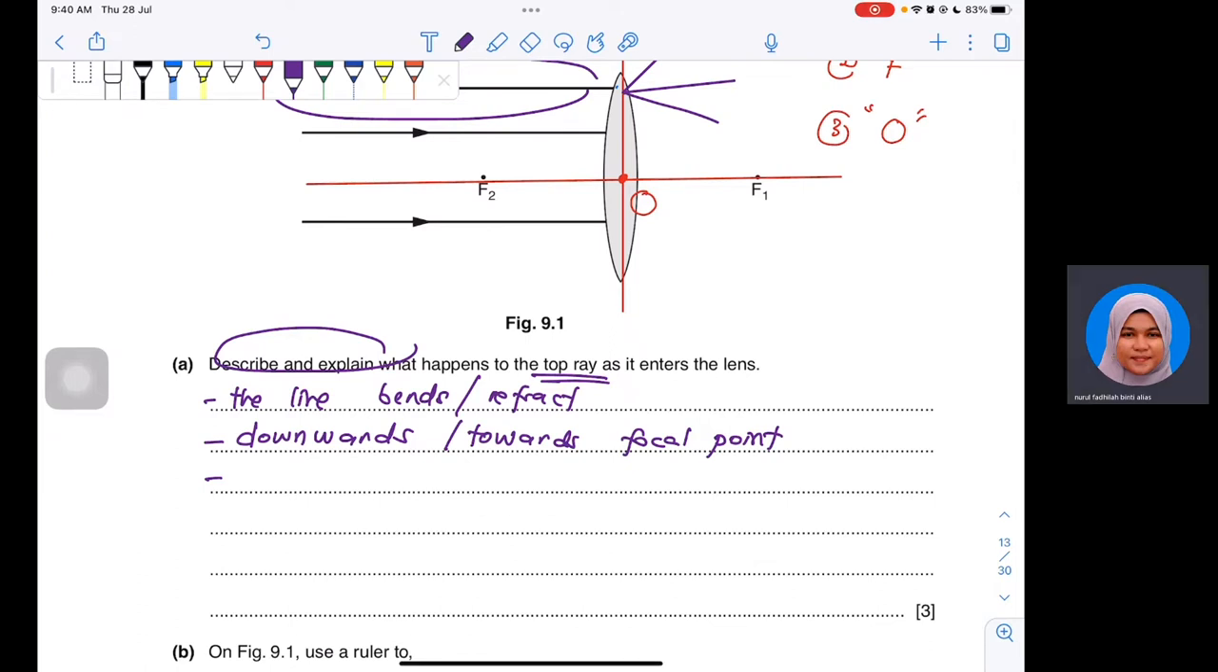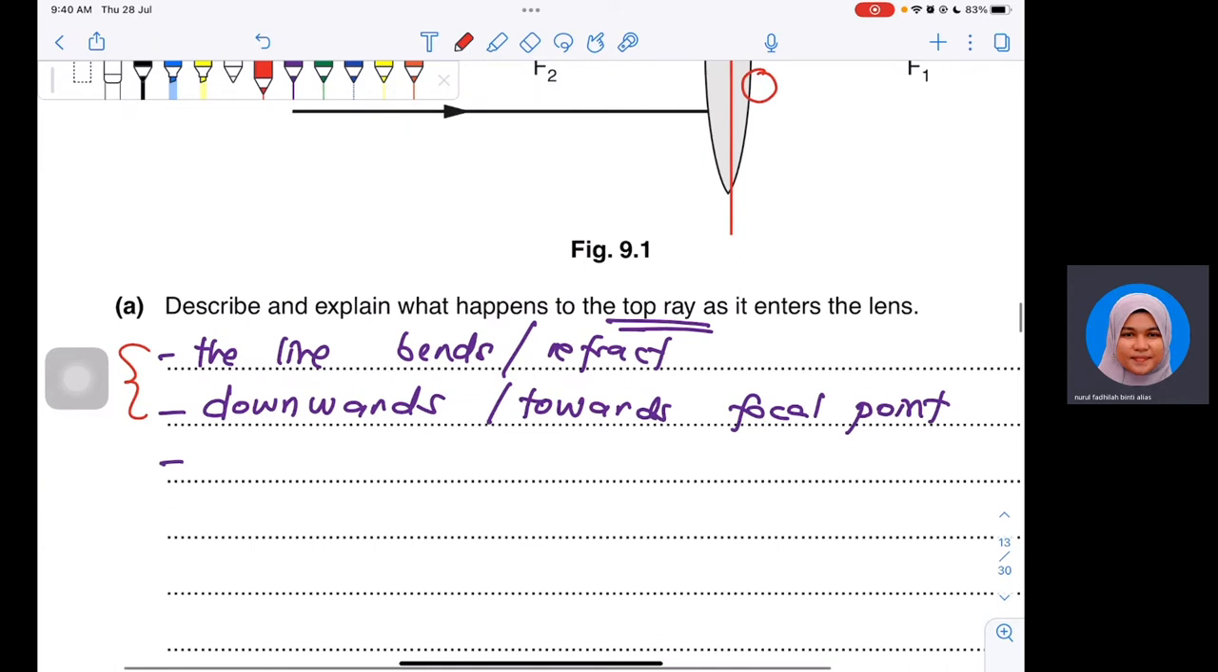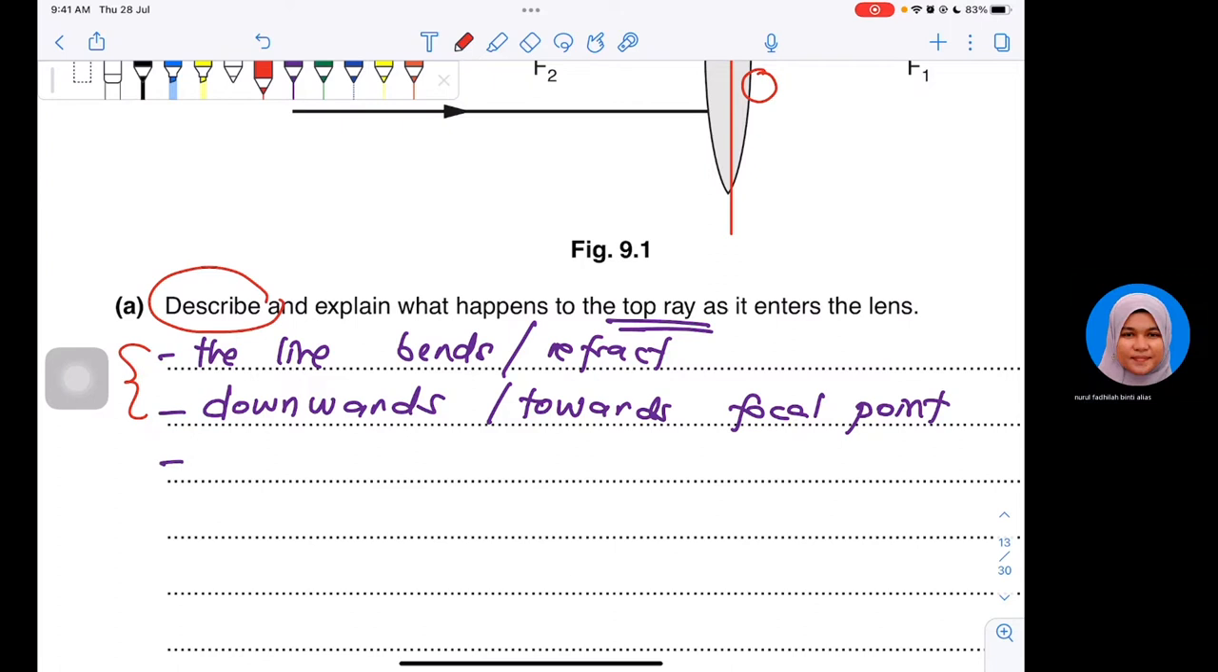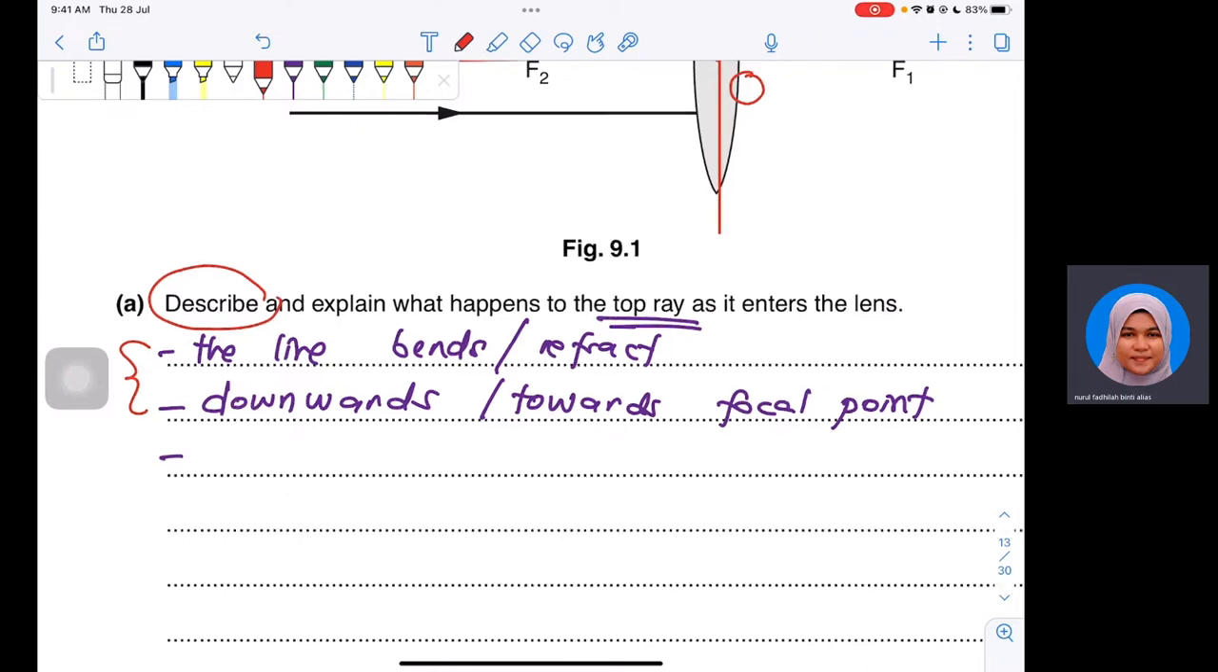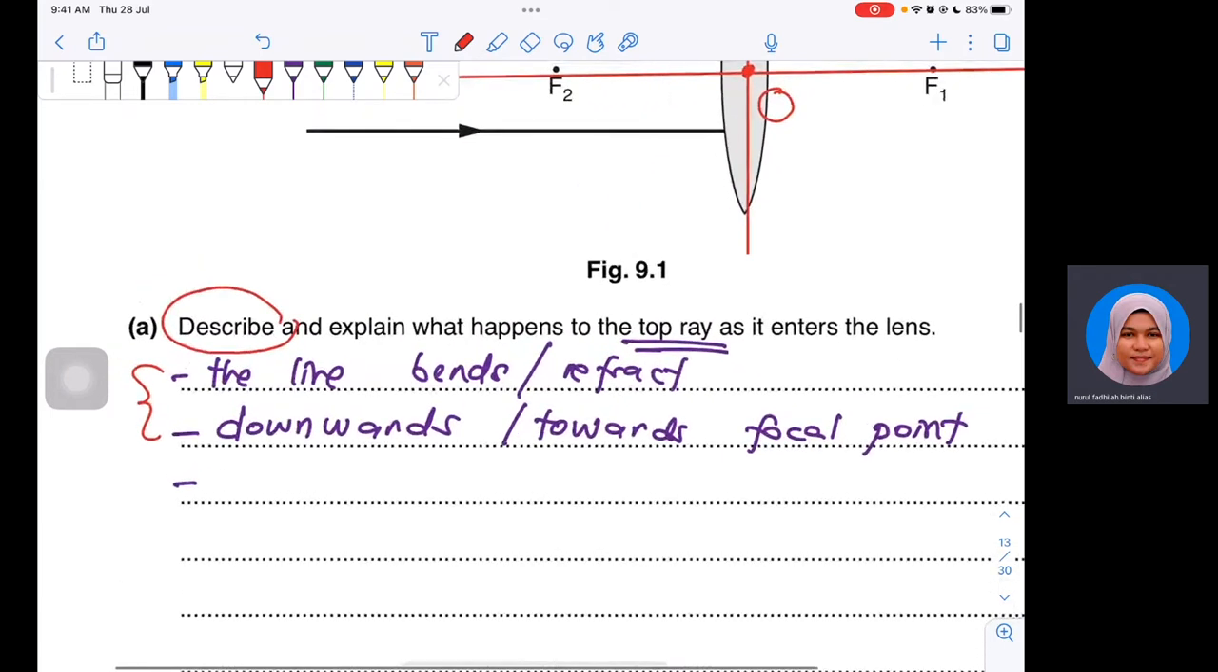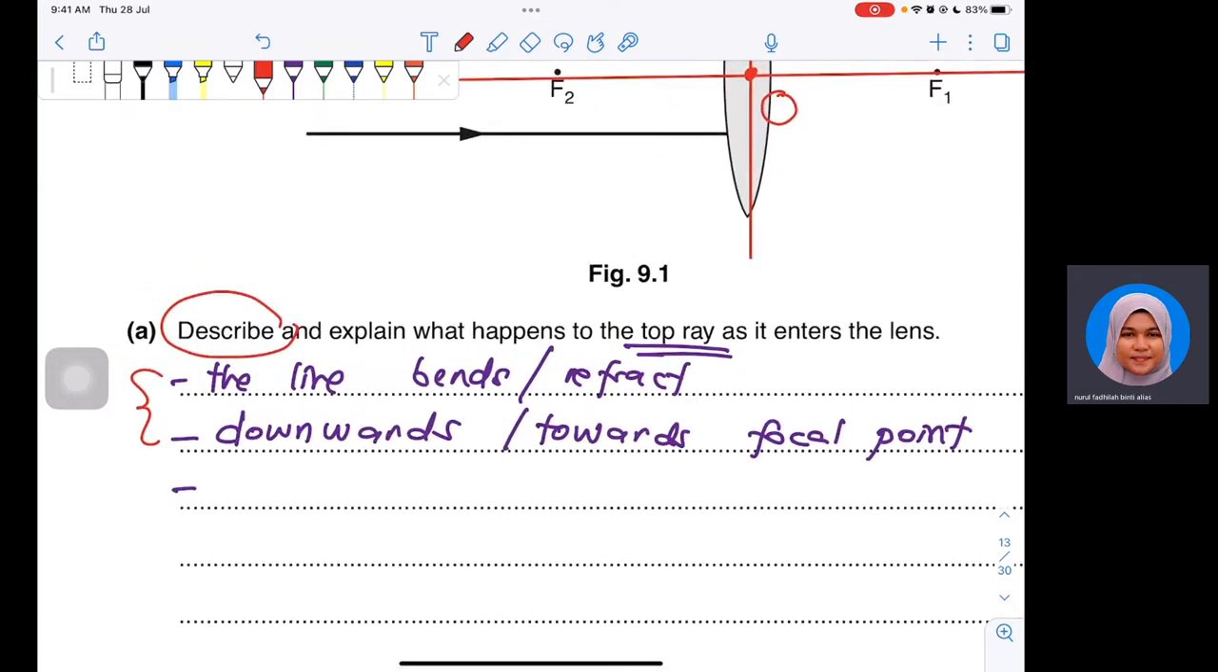Just now, what I have written is just describing the ray. I'm just describing. Do you know, it's like you are tall, slim, and can run, for example. Why can you run? Oh, you have motivation and so on. That is the explanation, understand? So now, another point: since there are 3 marks here, you need to explain why this happens.